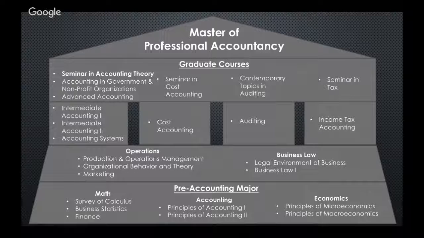Cost accounting is going to build off of the cost accounting course that we took as an undergrad, and it's going to increase our understanding of those aspects dealing with advanced managerial cost concepts, and also cost determination. And then our contemporary topics in auditing is, of course, going to build off of our auditing course. And so you can kind of see where all of those four pillars are. All of the courses in our graduate courses just go from there.